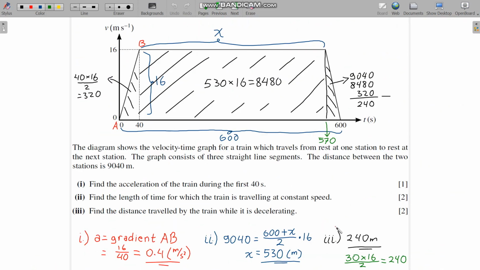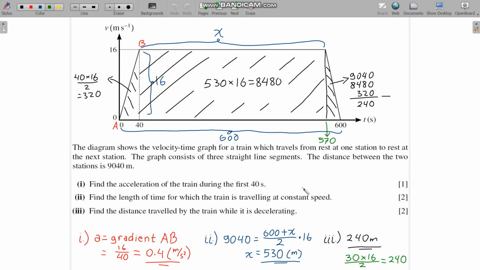Now for the graph questions. For graph questions, we need to find the area under the graph or the gradient. Here we have: find the acceleration of the train during the first 40 seconds. We know that the acceleration is rise over run. The rise is 16, the run is 40, so it's just 16 over 40. Next, the length of time for which the train is traveling at constant speed, so it's constant speed here.